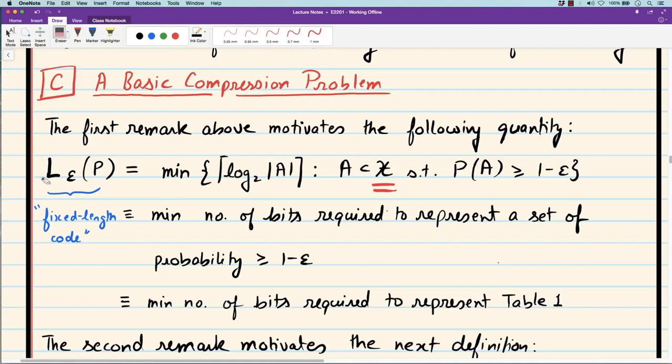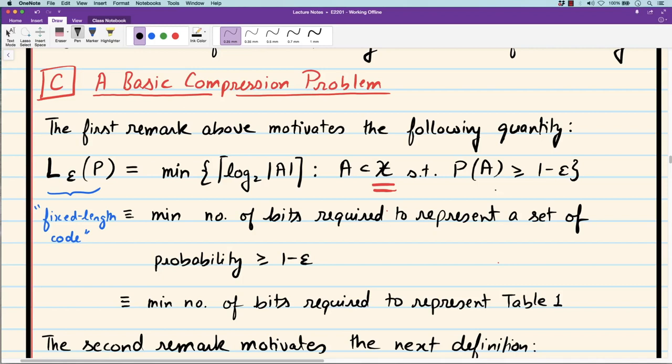It says, let L epsilon P, this quantity will come up again and again in this course, so please remember this. This L epsilon P is the minimum number of bits required to represent a subset A of significant probability, probability greater than 1 minus epsilon. So this epsilon is the same as some epsilon here. You can think of it as a number like 0.01. So we are allowing you to ignore symbols with probability less than 0.01. It's just an example, but the definition can be for any arbitrary epsilon.